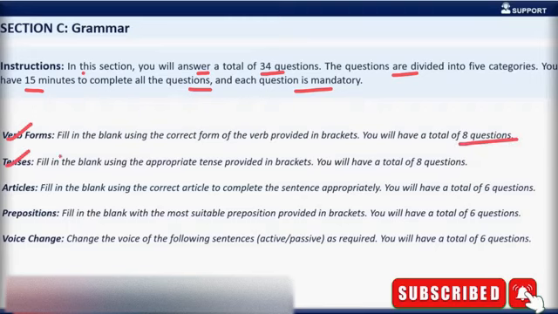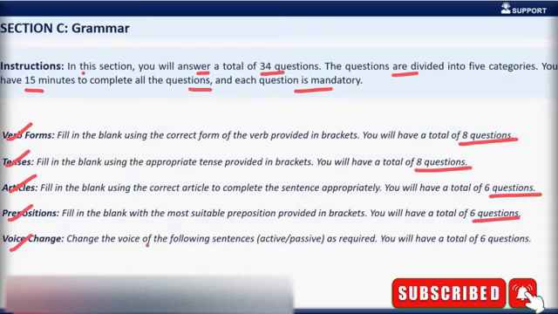Next set of questions will be like fill in the blanks using the appropriate tense provided in the brackets. You will have again 8 questions for them too. Next is your article based questions. Fill in the blanks using the correct article to complete the sentence properly. You will have a total of 6 such questions. Next is prepositions. Fill in the blank with the most suitable preposition provided in the bracket. You will have a total of 6 such questions.